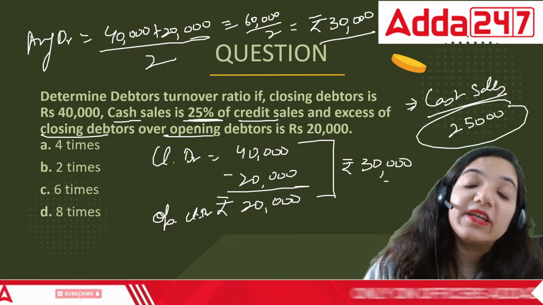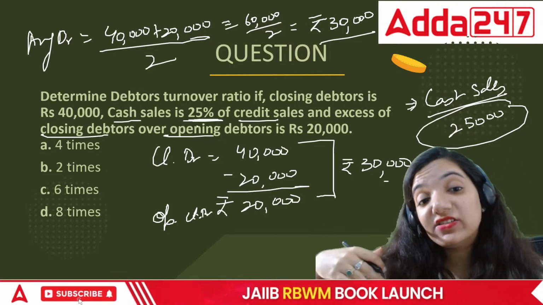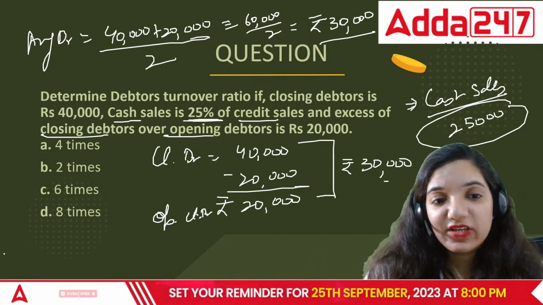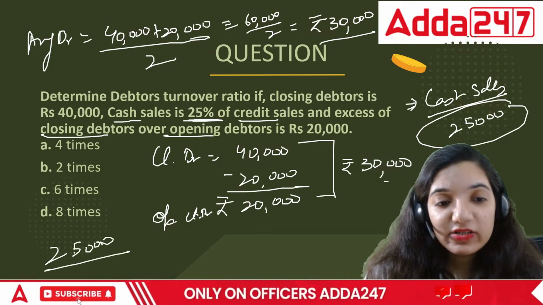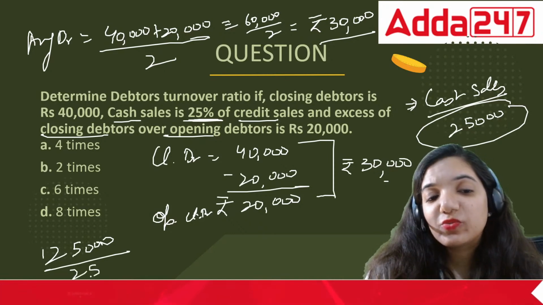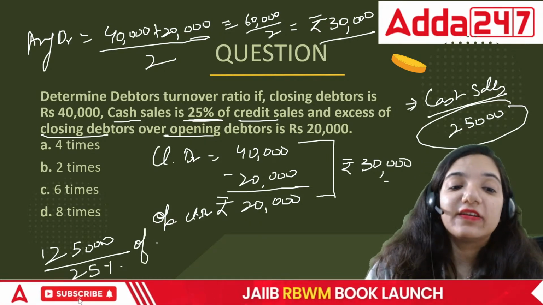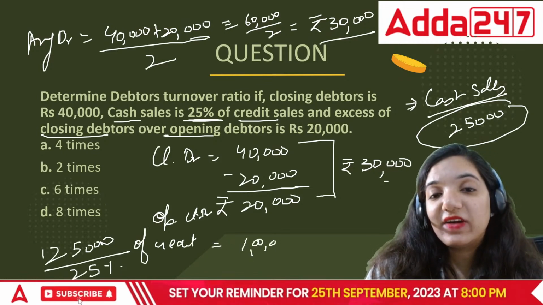Cash sales is 25% of the credit sales. Whatever the credit sales is, cash sales is 25% of it. So that means this 25,000 is 25% of credit. If you divide it, you will get the credit should be rupees 1 lakh.